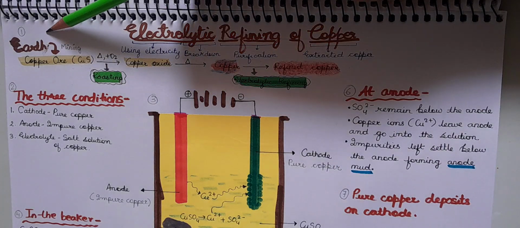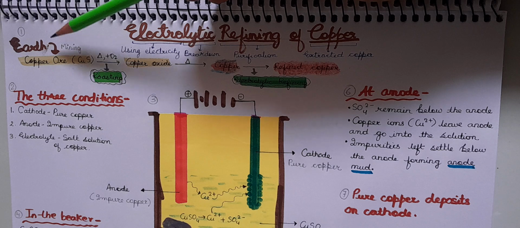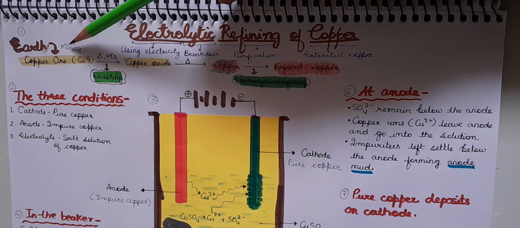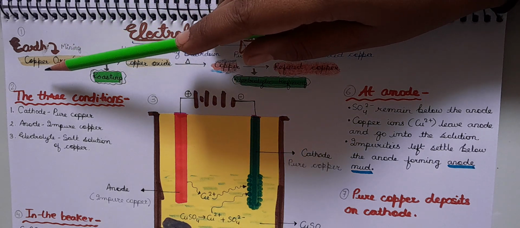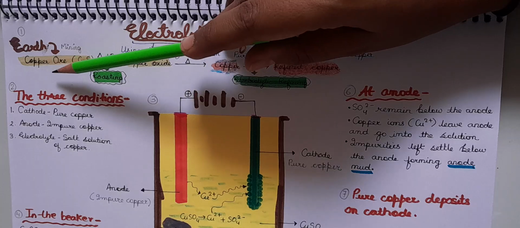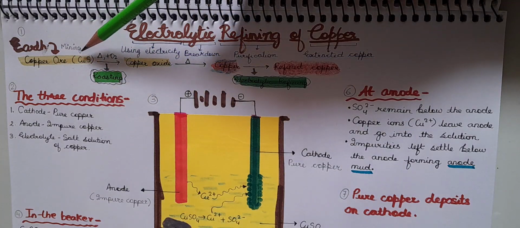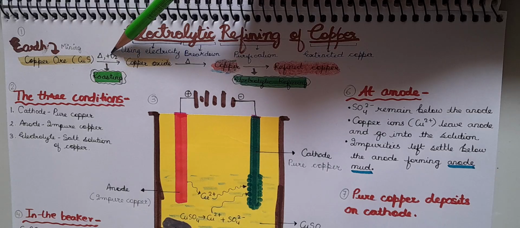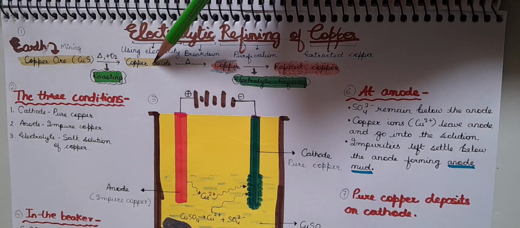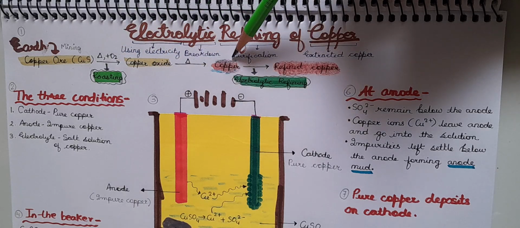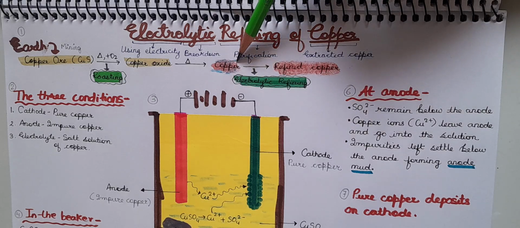Let's start from the very beginning. When we mine copper from the earth and extract it, it doesn't come in its original form. It comes as a copper ore, which is copper plus sulfur, copper sulfide. When we heat it in the presence of oxygen, copper oxide is formed. When we heat it further, copper is obtained, but this copper is not pure. It still has some impurities. So to obtain refined copper, we have to perform the process of electrolytic refining.